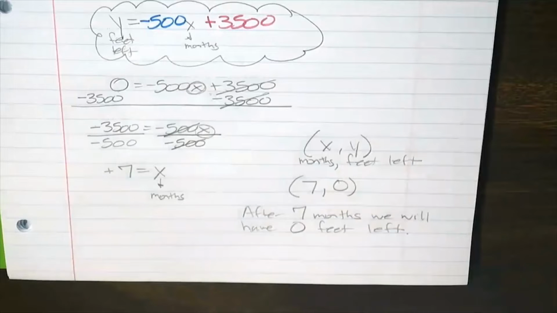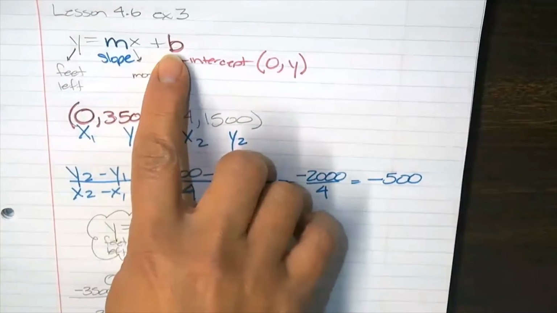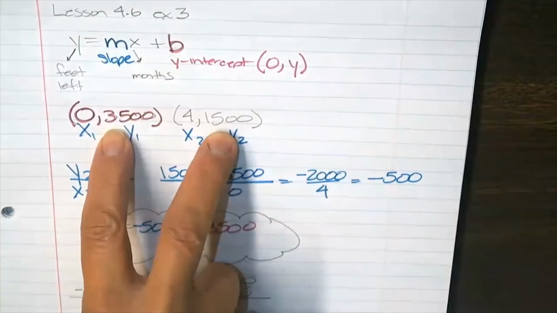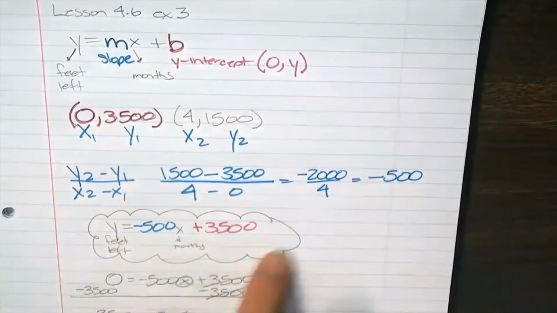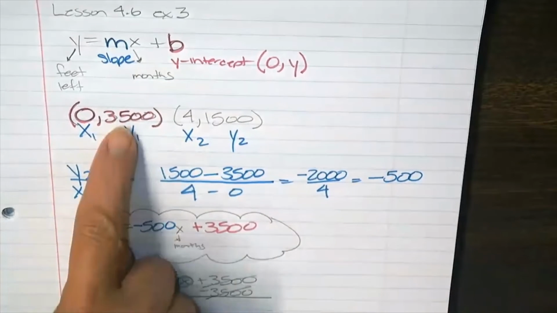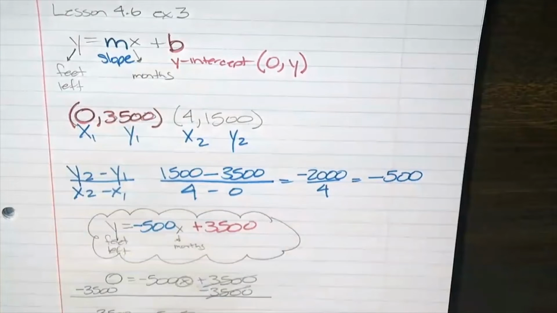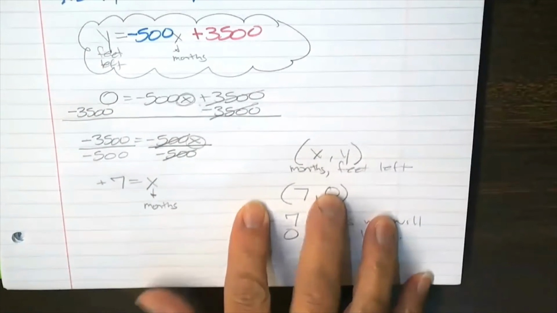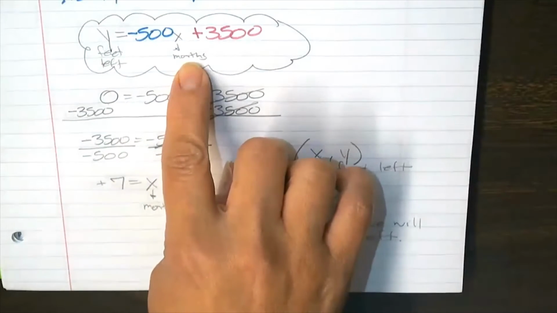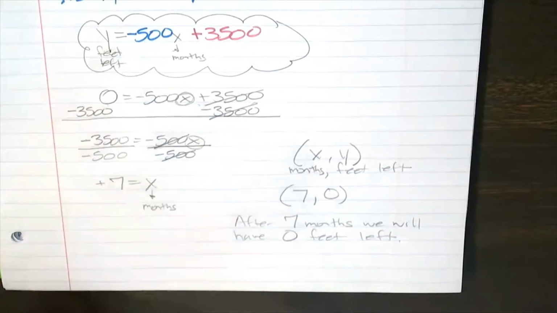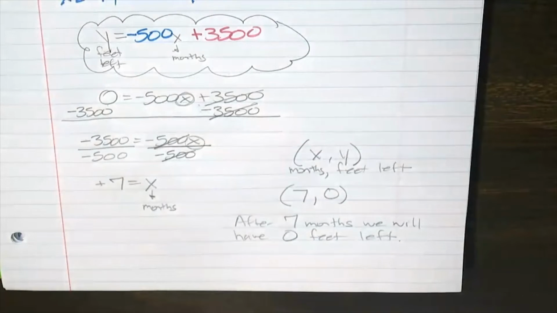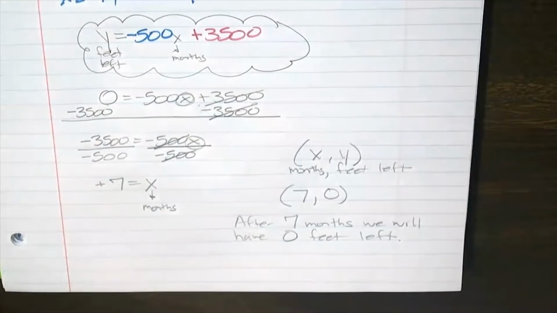So this is kind of a big problem. The first thing we had to do was use the points to determine the slope so that we could find our equation and our y-intercept. Then we had to use that equation to figure out how many months until we were done, or there was 0 feet left. So it's kind of a big problem. So let's do another one.